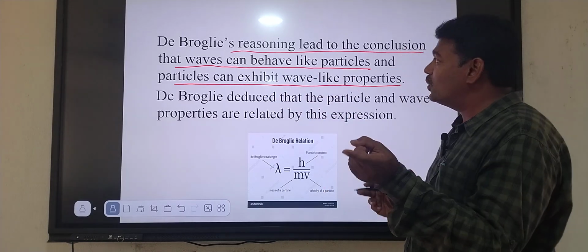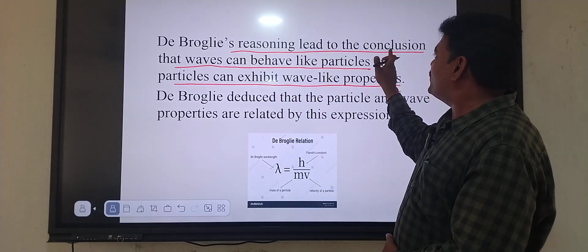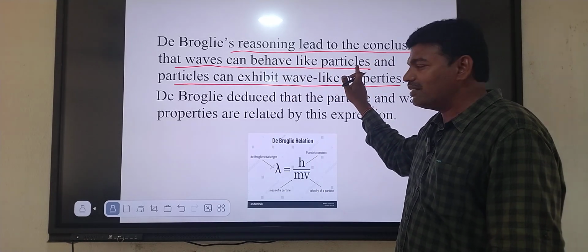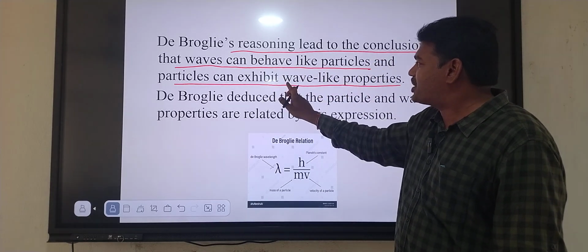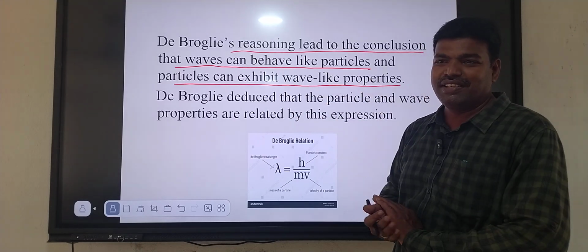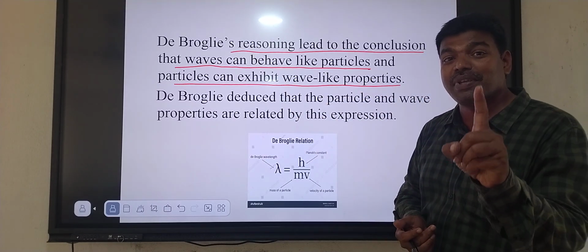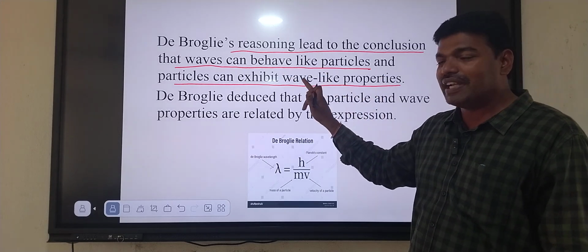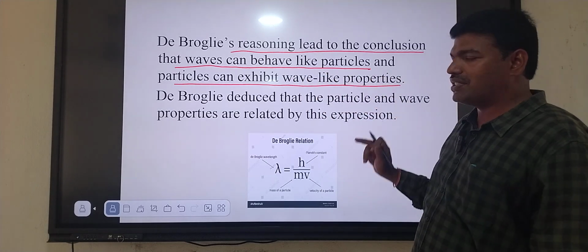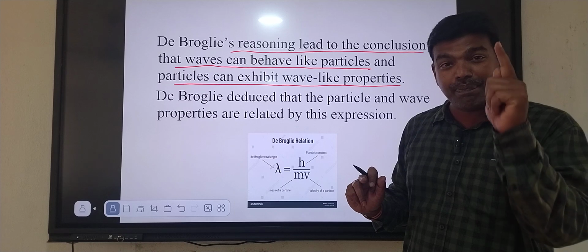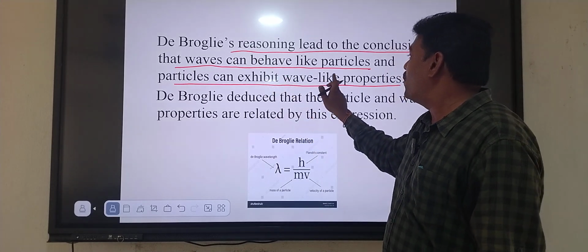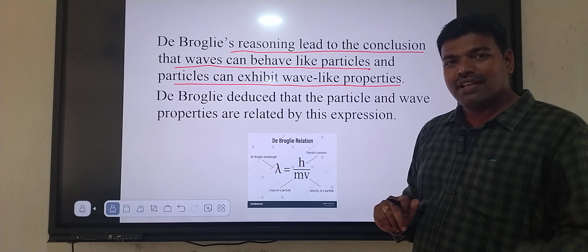So de Broglie's reasoning led to the conclusion that waves can behave like particles and particles can exhibit wave-like properties. This point should be kept in your mind: particles can exhibit wave-like properties.